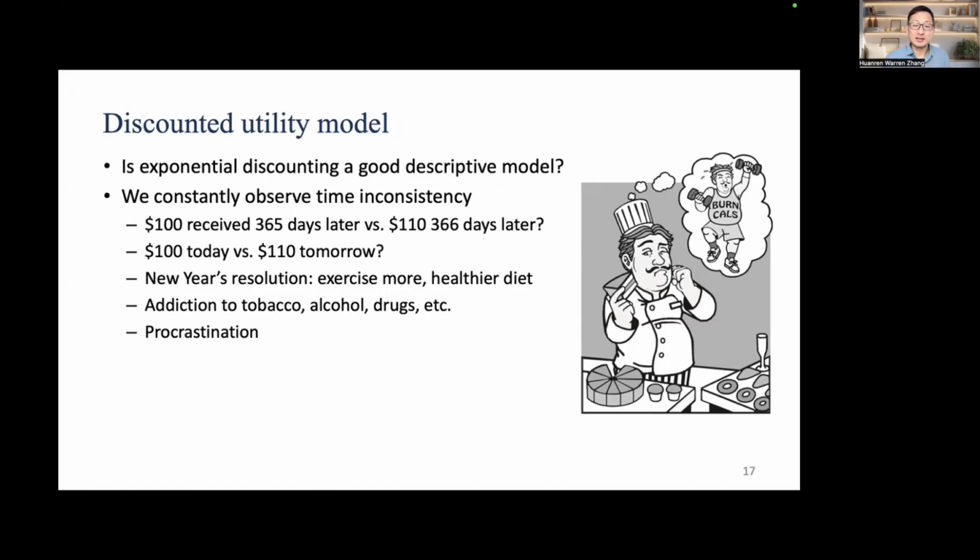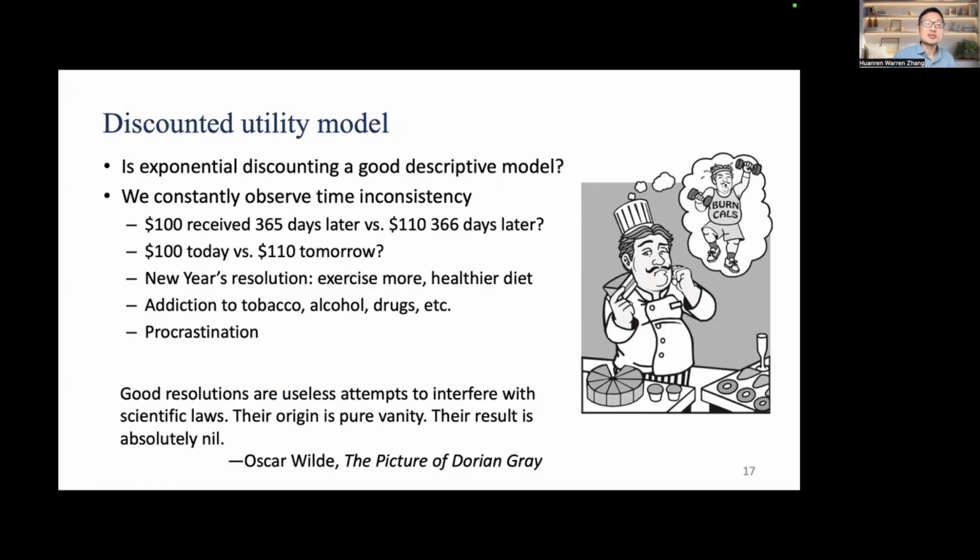Time inconsistency. Right? So here is a very interesting quote from Oscar Wilde. Good resolutions are useless attempts to interfere with scientific laws. Their origin is pure vanity. Their result is absolutely nil. Right? So this is a quote describing this time inconsistency.